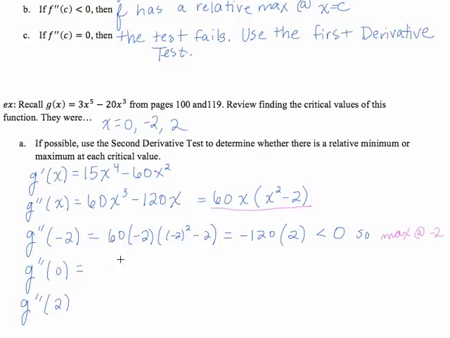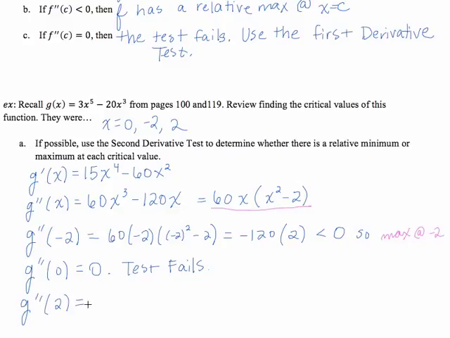Okay, if we plug 0 in right here, we're going to get 60 times 0 times negative 2. We're going to get 0, which means the test fails. And you would need to go use the first derivative test to determine whether there is a max, min, or neither at that critical value.